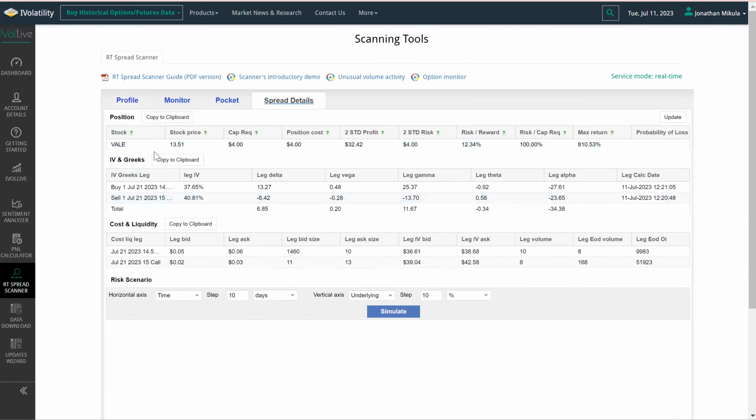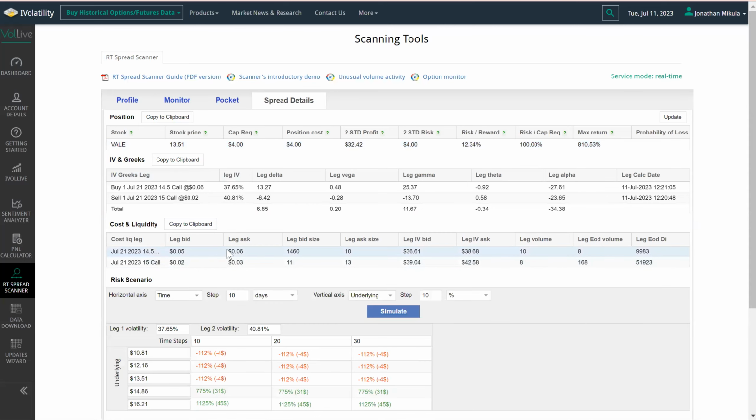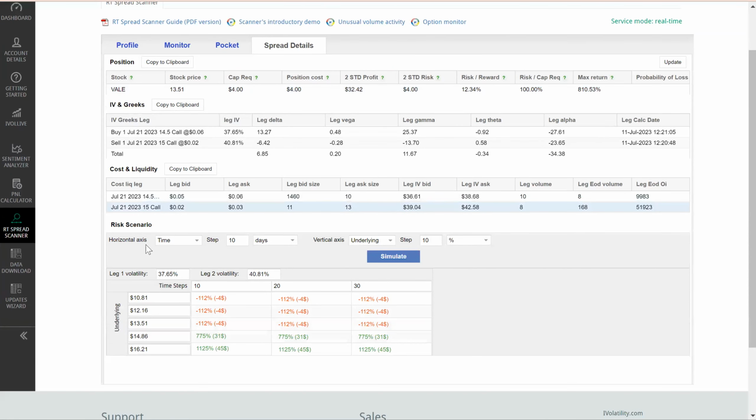So here we have Vale, and we have our stock price, 13.51. This is telling us how much this particular spread trade would cost. I don't want to really get into the weeds on that because we covered it over the past couple of Tuesdays. But what's great is you can run this simulation here under risk scenario. Right now, time is on my horizontal axis, 10, 20, 30 days. And then the underlying stock price is on my vertical axis, right? So this is saying, well, what if Vale drops to 10.81? What if it drops to 12.16? What if it stays stagnant at the current 13.51? What if it goes higher to 14.86? And what if it goes higher to 16.21?